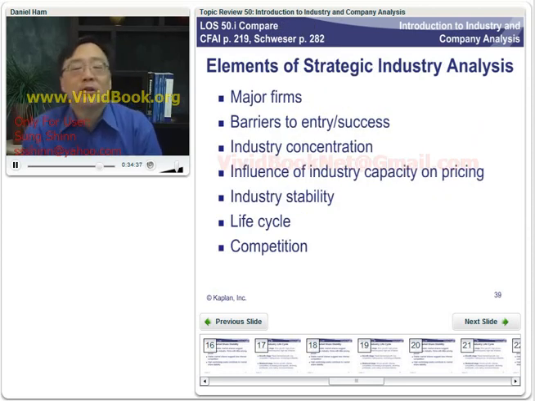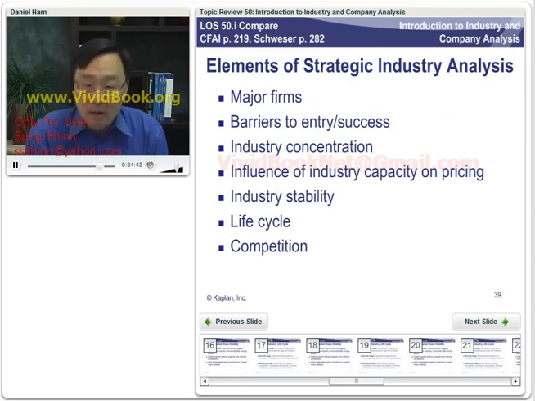Now we get to the last 2 ideas, and these are the elements of strategic industry analysis. Once again, a laundry list. We're looking at it purely from the industry analysis. This is a checklist of things you need to look for. The first thing we're going to talk about is major firms. Why is that important? Well, a lot of times you're going to look at market size, and the bigger firms are going to be able to dictate a lot of pricing strategies to the smaller firms. So you have to know who the major players are.